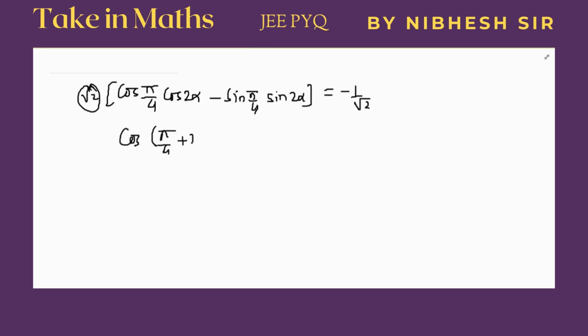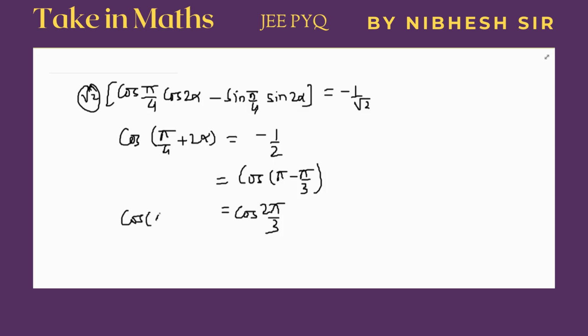So pi by 4 plus 2 alpha is equal to minus 1 by 2. What is the value of cos minus 1 by 2? For what value of cos it is minus 1 by 2? So cos pi minus pi by 3, pi minus pi by 3 is minus cos 1 by 2, minus 1 by 2. So that is what I write this as cos 2 pi by 3, right? This is cos pi by 4 plus 2 alpha. So from here we get pi by 4 plus 2 alpha is 2 pi by 3.